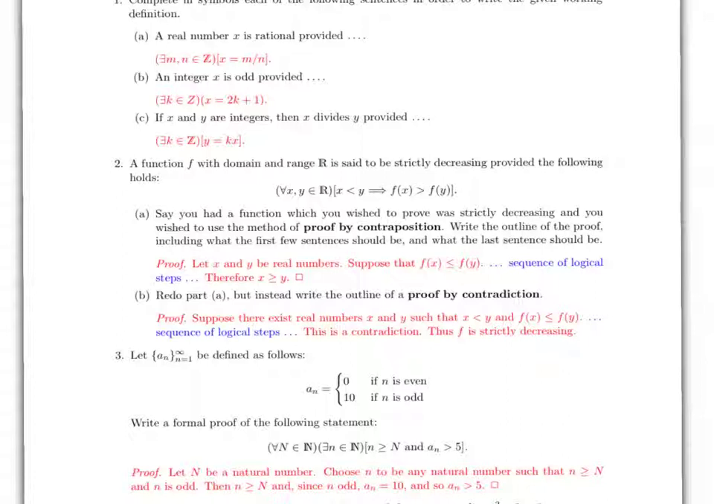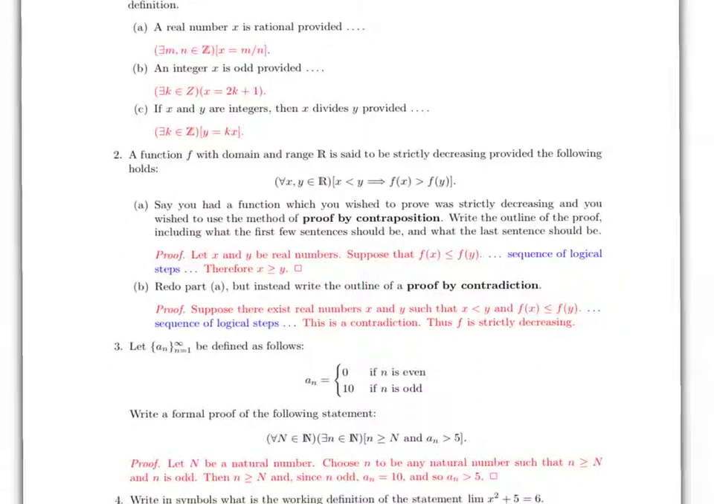If, on the other hand, you were using proof by contradiction, you would assume the negation of this, and you would try to get a contradiction from that. The negation of this is there exist real numbers x and y such that x is less than y and f of x is less than or equal to f of y. And so the proof would be, suppose there exist real numbers x and y such that x is less than y and f of x is less than or equal to f of y. You'd then have a sequence of logical steps, and you would hopefully obtain some kind of contradiction, and once you do, you would be able to say that the proof is complete.